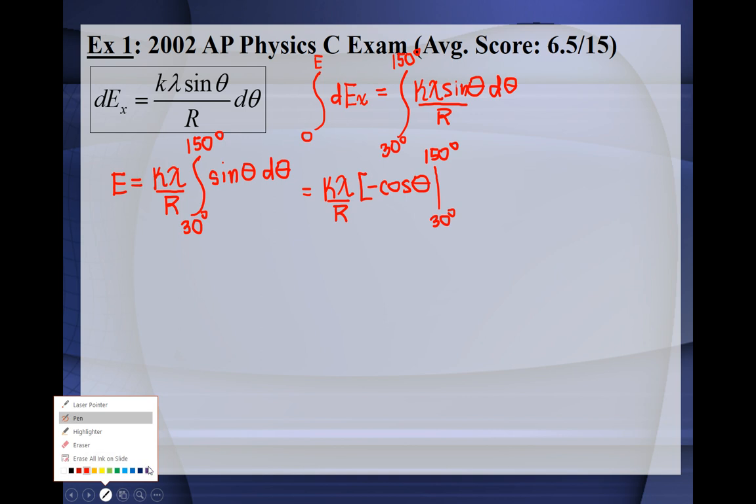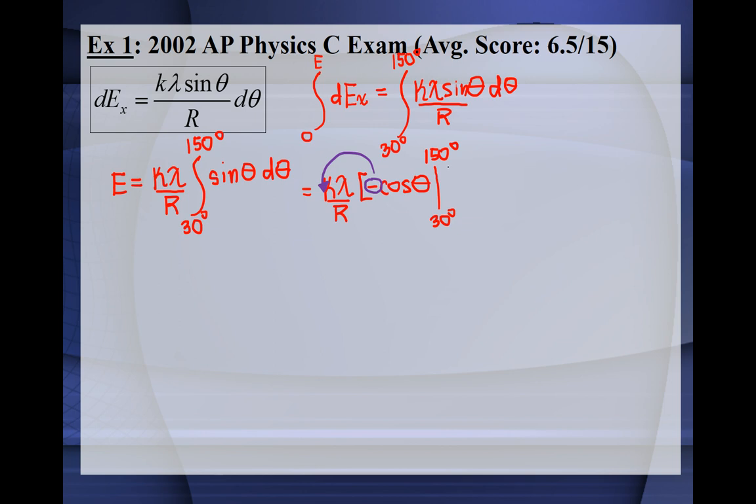Okay, that negative doesn't have to be there, so let's grab the negative sign and pull it out before we evaluate. You can always pull constants out, one before you find the antiderivative, and two before you evaluate it. So we would have this being equal to negative K times lambda, all divided by capital R. And then we're just going to plug in cosine of theta at the upper limit, minus cosine of theta at the lower limit. So we have cosine of 150 degrees, and we're going to subtract cosine of 30 degrees.